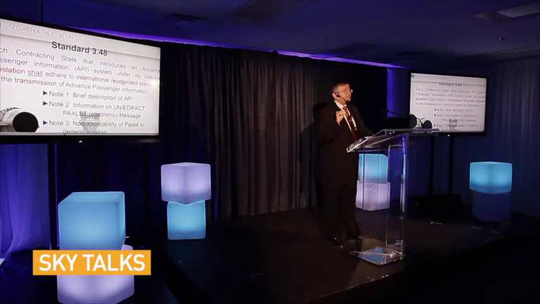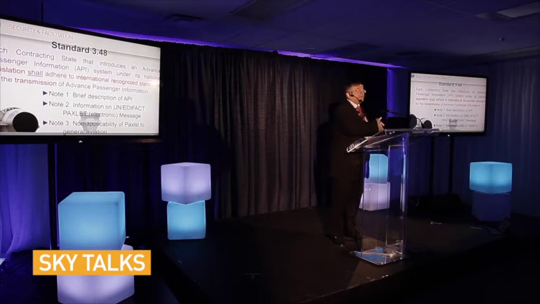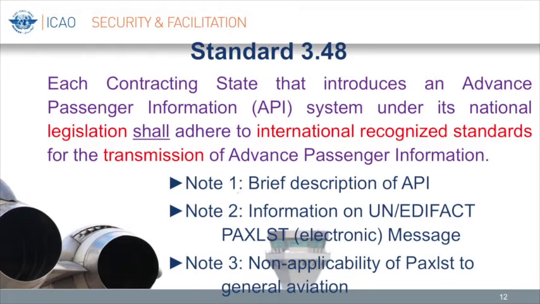What are these internationally recognized standards? The explanation is given in the standard itself. You have 3 notes. The first note briefly describes API, and that's what you saw earlier in the presentation, and it provides information on what is the PAXLST message. The PAXLST message is the international standard that has been adopted through the UN EDIFACT, the United Nations rules on the electronic, I keep on forgetting this. That's why, luckily, I have notes. So it stands for UN rules for electronic data interchange for administration, commerce, and transport.